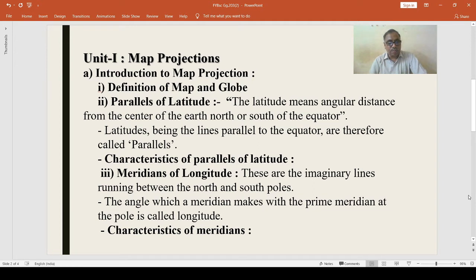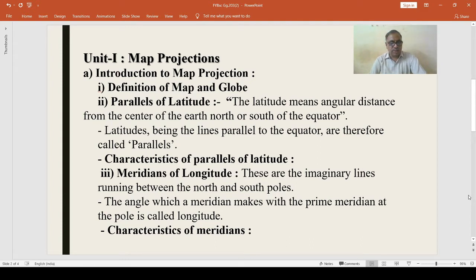Then, characteristics of meridians. The meridians are semicircles, means arcs. All meridians run from the north pole to the south pole and cut all parallels at right angles. All meridians are equal in length. The length of a meridian is half that of the equator. Any two opposite meridians make a complete circle and are also a great circle, equal to the length of the equator.